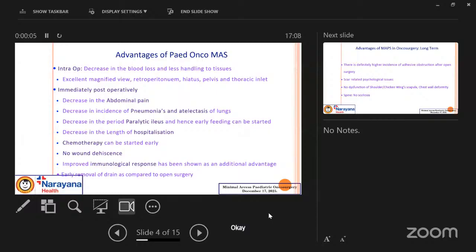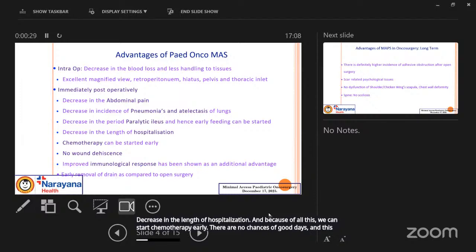Okay, so immediate post-operatively, there is a definite decrease in abdominal pain, decreased incidence of pneumonias and atelectasis, decrease in the period of paralytic ileus, early feeding can be started, and there is a decrease in the length of hospitalization. Because of all this, we can start chemotherapy early. There are no chances of wound adhesion. This is very important because their nutrition is many times affected and they can have abdominal burst, but all this can be avoided if we do minimal access surgery.